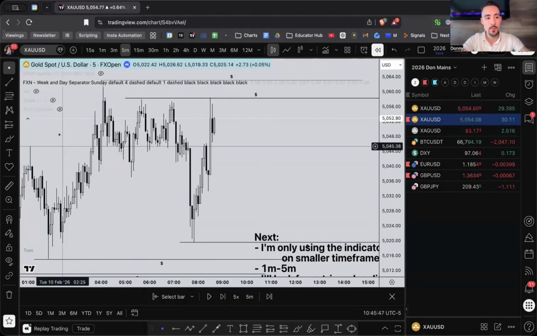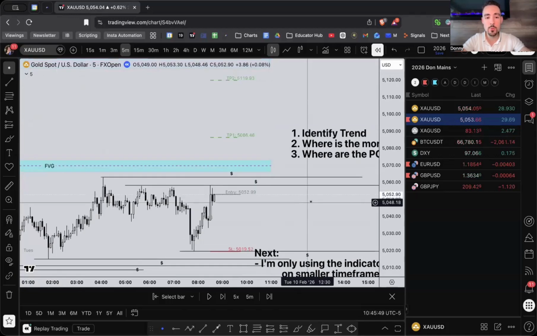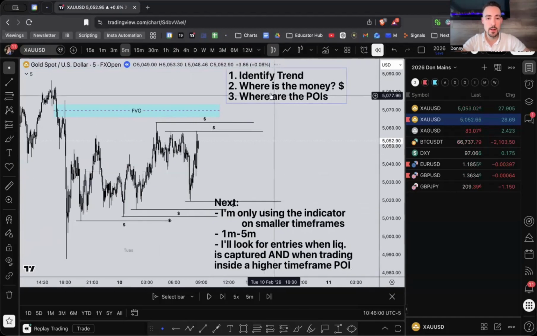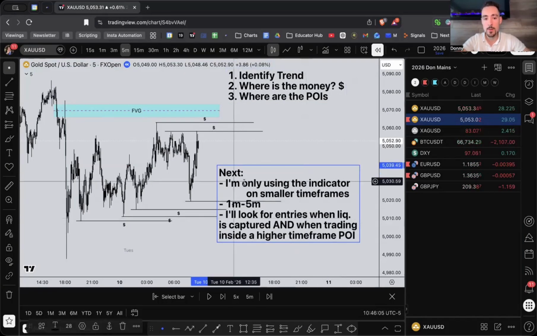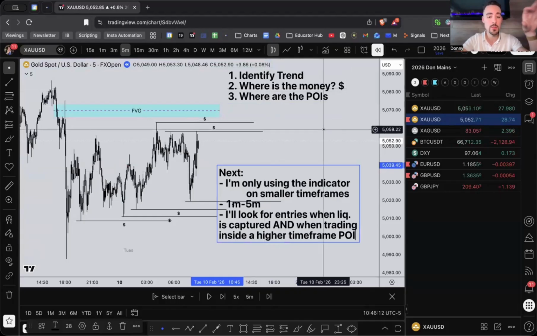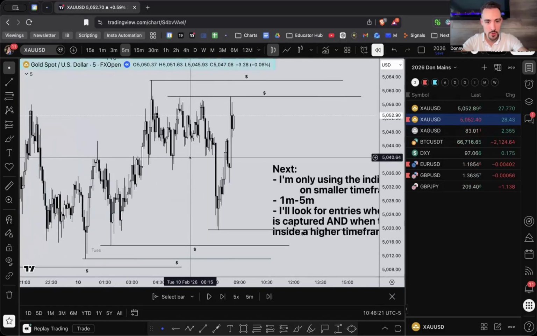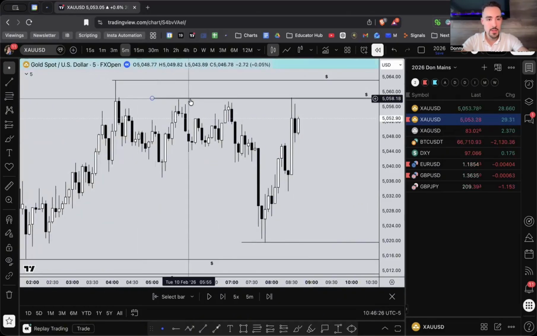And remember, the inverse fair value gap indicator is always going to give you entries based off the most recent inversion. But to find the highest quality setups, I'm following these steps. I'm identifying trend. I'm identifying where the money is. I'm identifying where the points of interest are. And then I'm only using the indicator on smaller time frames, 1 minute, 3 minute, 5 minute. And I'll look for entries only if and when we've seen liquidity captured on a higher time frame or we're trading inside a higher time frame point of interest. Okay. So I'm not staring at the chart leading up to these highs getting taken.